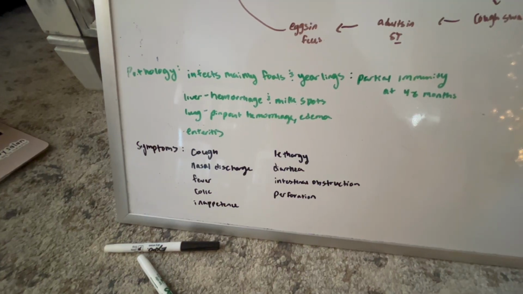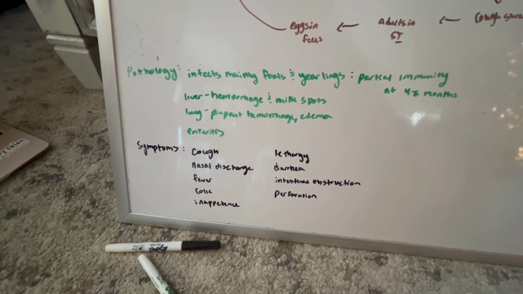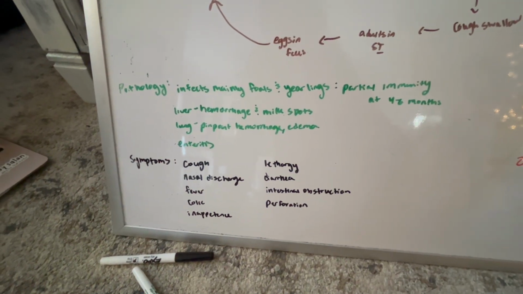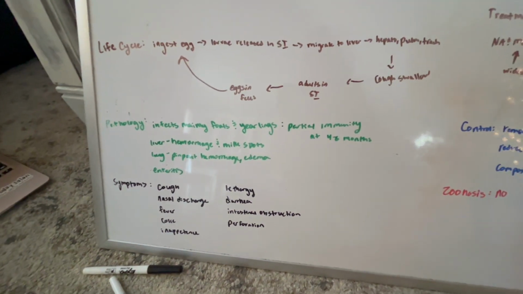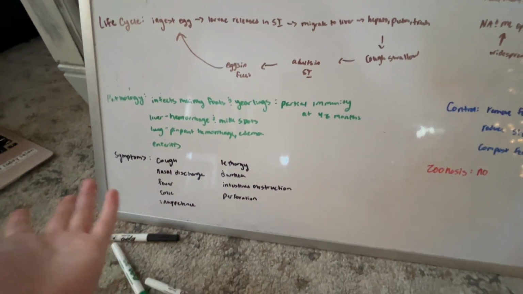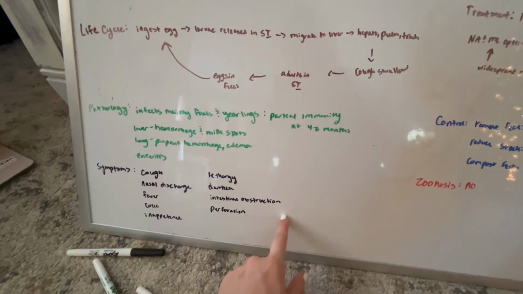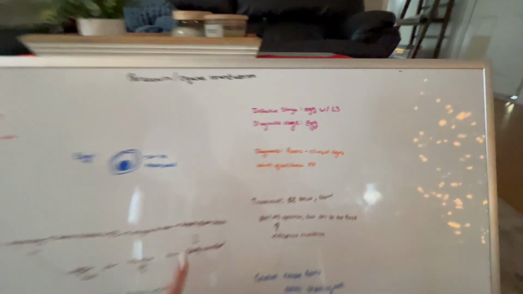Symptoms include cough, nasal discharge, fever, colic, inappetence, lethargy, diarrhea, and then from the actual worm itself, because roundworms can be kind of big, and if there's multiple, it can cause intestinal obstruction and perforation, which is going to be important with treatment. So I'll get to that in a second.